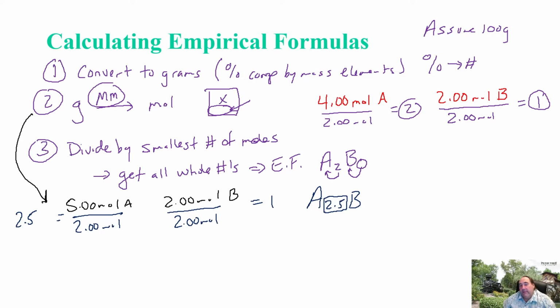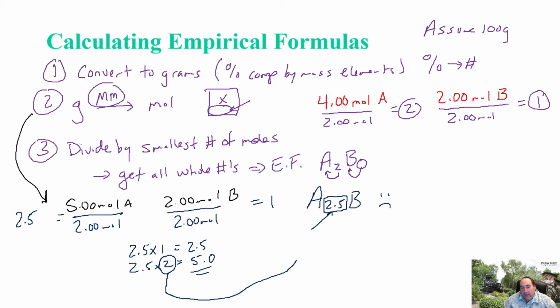So what do we have to do in this case? We can't leave this because this is not good for our empirical formula. So we need to figure out a number to multiply this 2.5 in this example by to get a whole number. You could just do trial and error. 2.5 times 1 is 2.5. 2.5 times 2 is 5. That's a winner.